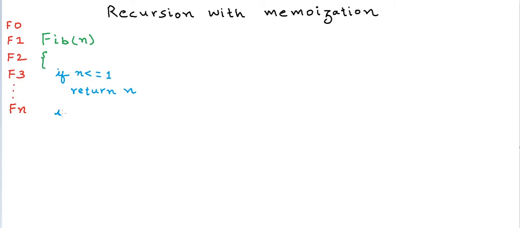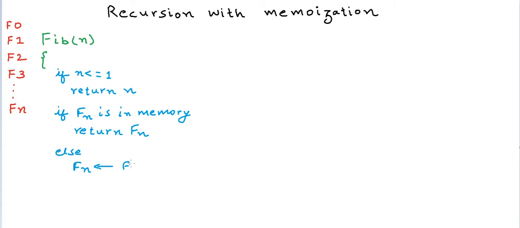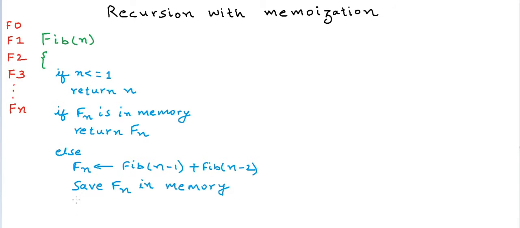So in the program I will say something like, if f n is in memory, do not try to calculate it, simply return it. So we simply return f n, else we will first try to calculate f n by making recursive calls to calculate fib of n minus 1 and fib of n minus 2. And now I will first save this f n in memory so that I do not have to recalculate this again. And finally I will simply return this f n. We will show you in an actual program how to store all this f2, f3 and f n in memory and return it as and when needed.